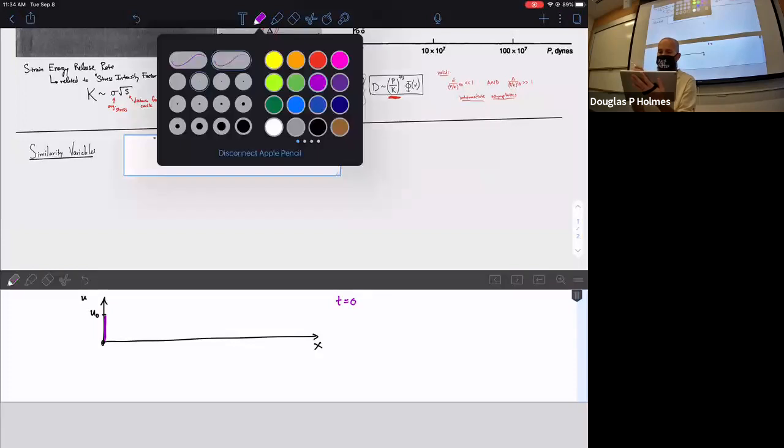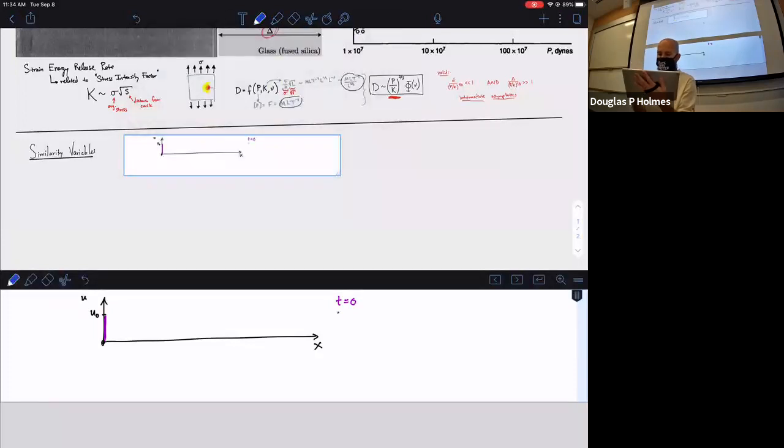At time 1, at t equals 1, you're going to have something that looks a little bit like this: there's a concentration right near where this was released, and then it's decaying to some other position x, or you can call it x1.